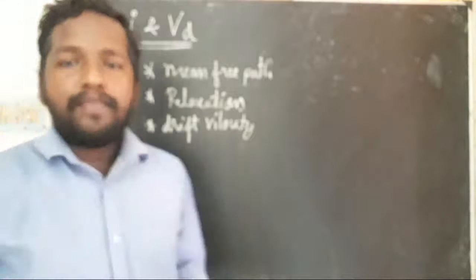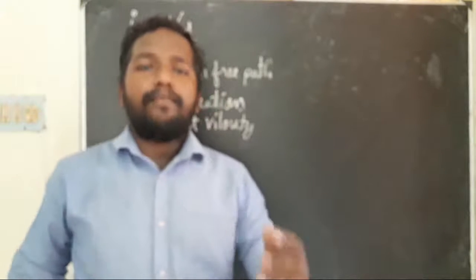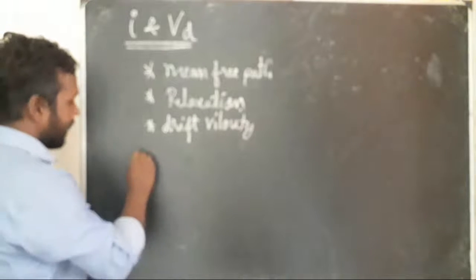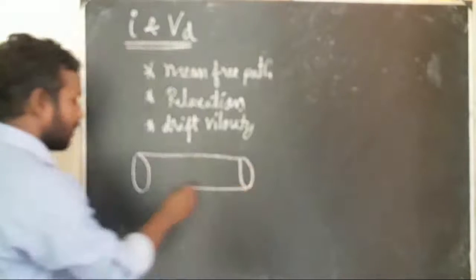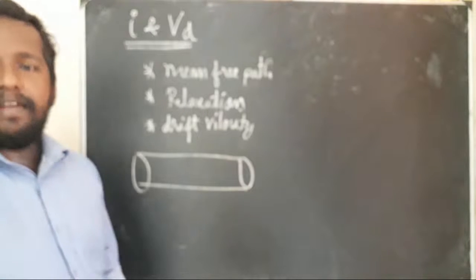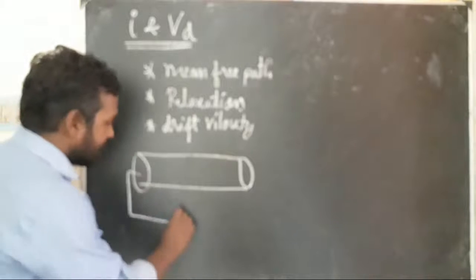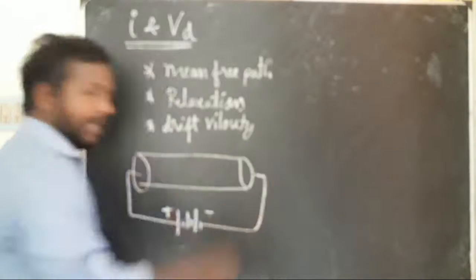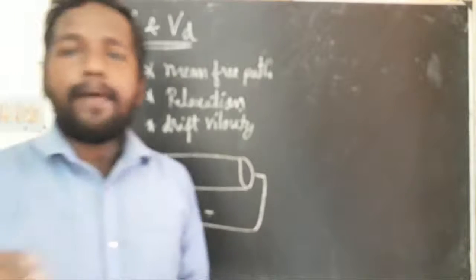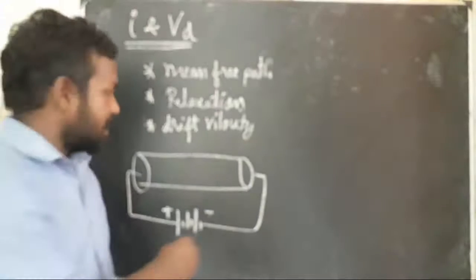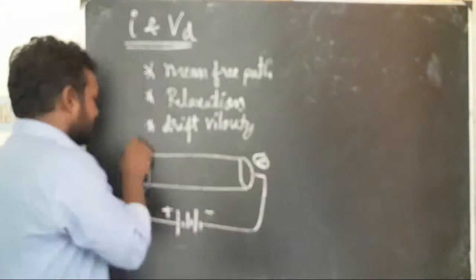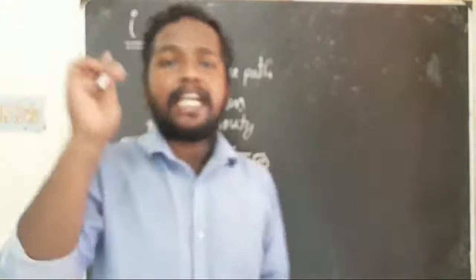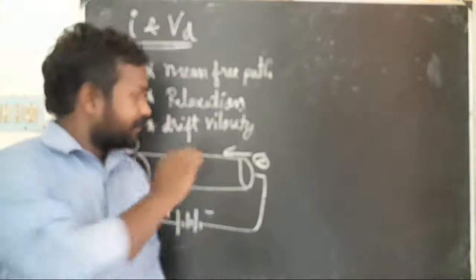First, what is mean free path? We have a conductor like this. When we apply the battery, there is a potential difference. One end has a deficit of electrons and the other has an excess of electrons, so electrons move from negative to positive. Current is considered to move from positive to negative, but the electrons move from negative to positive.